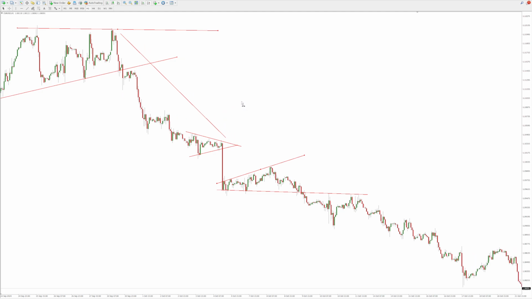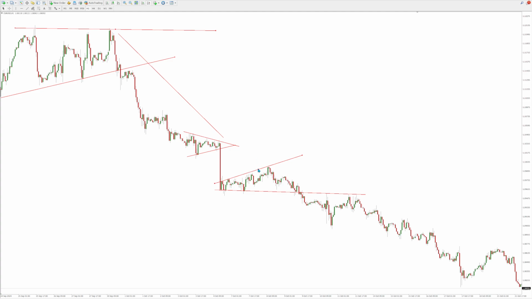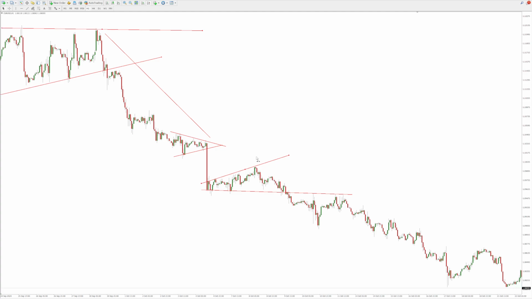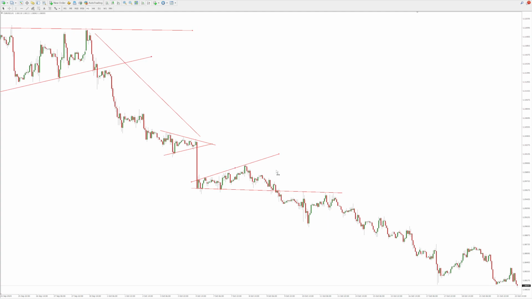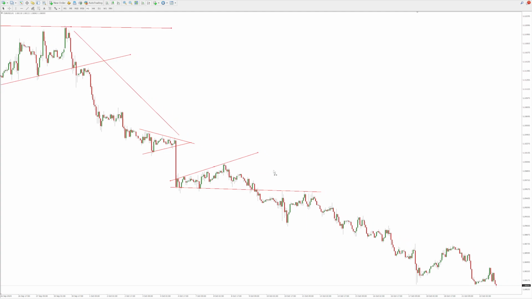Obviously, we're taking sell trades because we're in a downtrend. But yeah, so I wouldn't take it as gospel to only trade the broadening pattern. There's many other ways you can draw your support and resistance. It just so happens that in this instance, it forms the broadening formation. Okay.